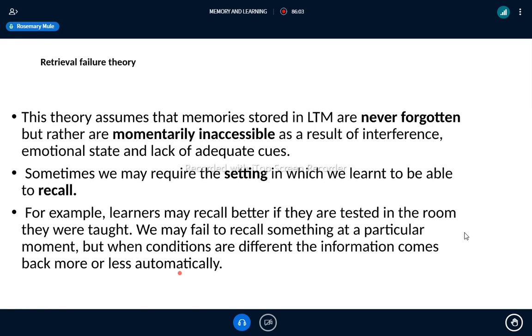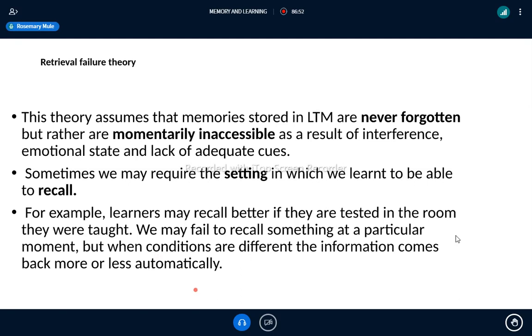Sometimes for us to be able to retrieve, we may require the setting in which we learned to be able to recall. For example, if you remember where you were seated when we were learning about memory and learning, and I ask you about the curve of forgetting, remembering where you are now can make you remember what I said about the curve of forgetting, how it operates, or any of these theories. So when you recall where you were when you learned that, it can give you a cue to trace that particular information.